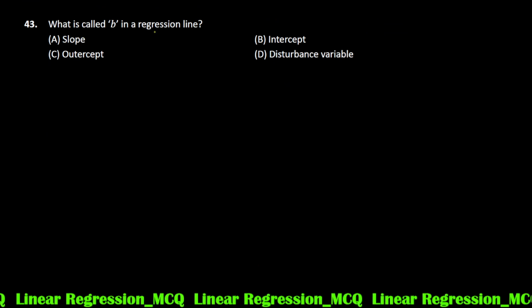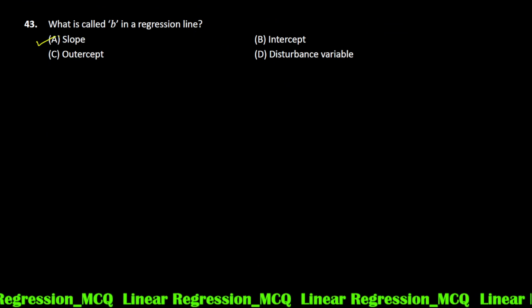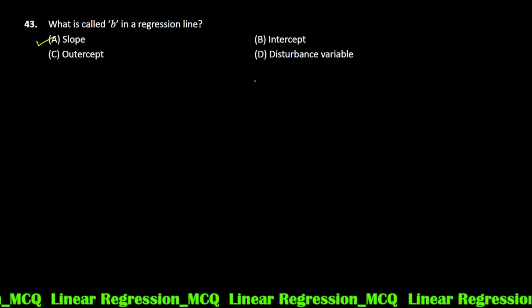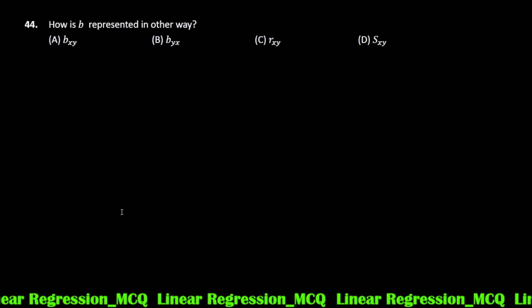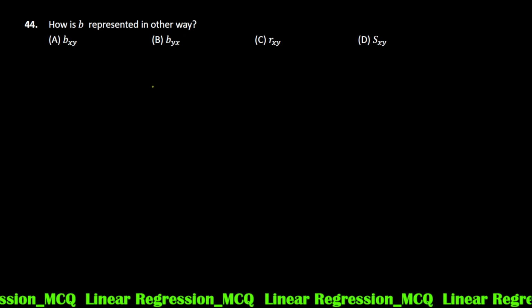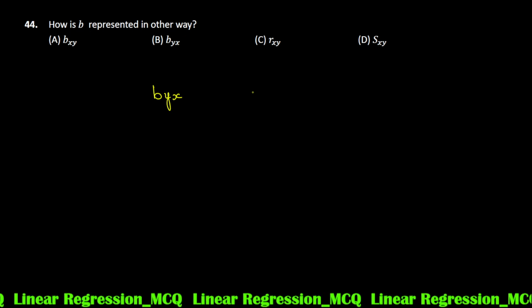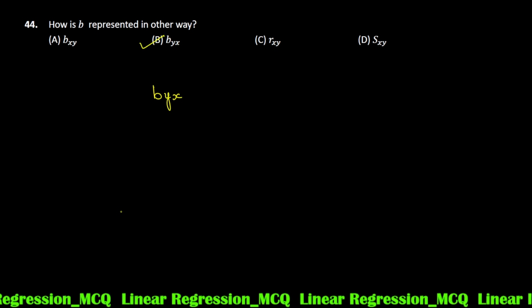What is called B in regression line? Okay, we just discussed that slope of line is called B in regression line. So option A is correct for 43 number. Now 44. How is B represented in another way? B equal to regression coefficient of y on x and it is represented by byx. It is given in option B. Option B is correct.